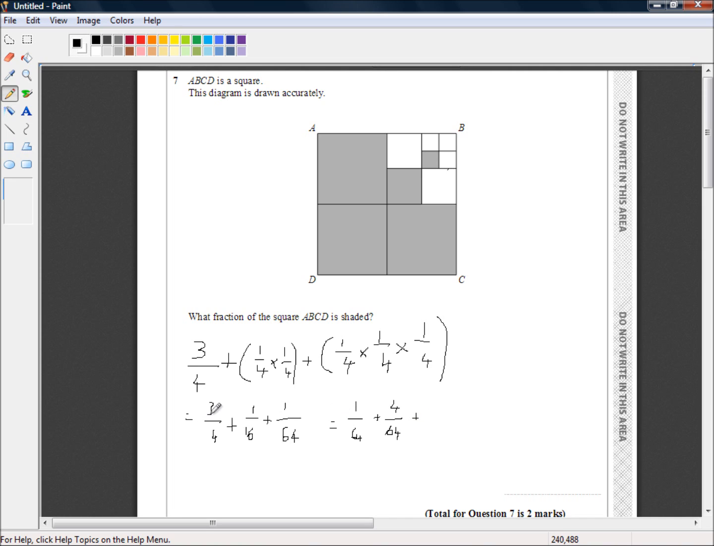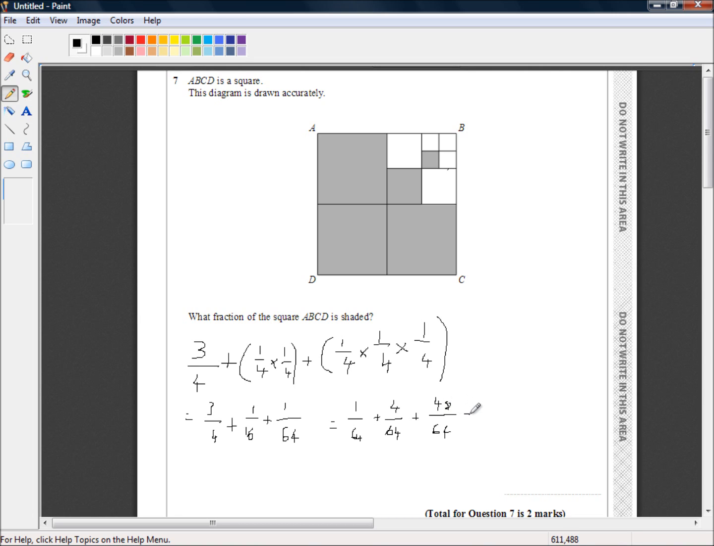Plus. And now this 3/4, we need to multiply the 4 by 16, or 4 times 4, to get to 64. So we're multiplying 4 by 16 to get 64. And since we multiplied the 4 by 16, we must also multiply the 3 by 16. Now 3 times 16, that's 3 times 10 is 30, and 3 times 6 is 18, and 30 plus 18 is 48. If you can't do that in your head, you are allowed to use a calculator.